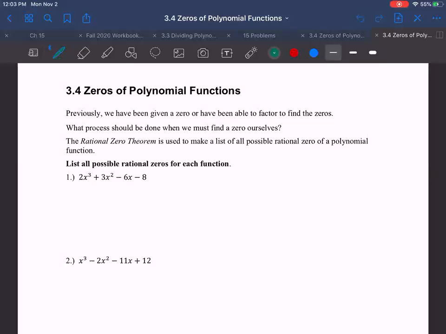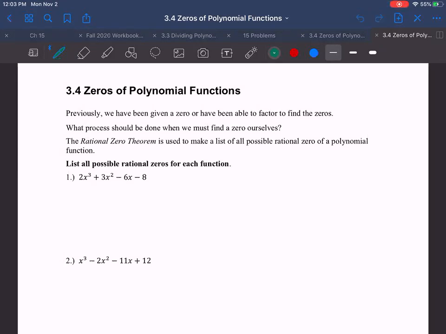All right, we're starting 3.4 here. Now, in the last section, we had put a bunch of what we had done together to ultimately be able to figure out what the graphs of these functions looked like. However, we were always given one of the zeros, at least one or two of them to start with. And then we kind of factored it down from there by using our synthetic division.